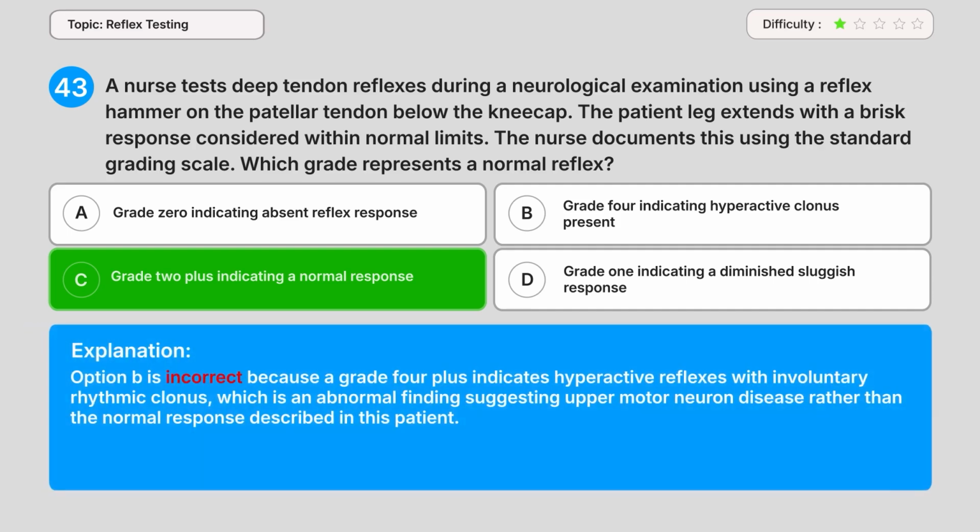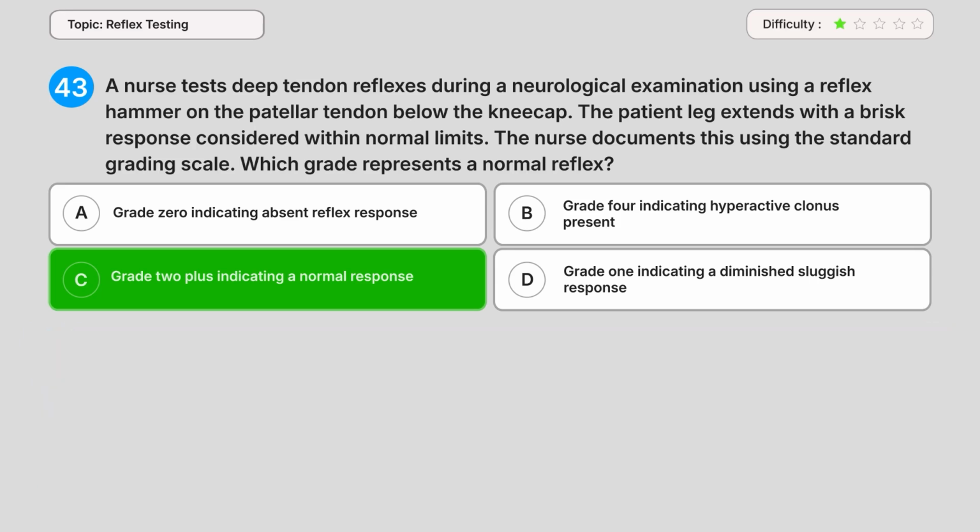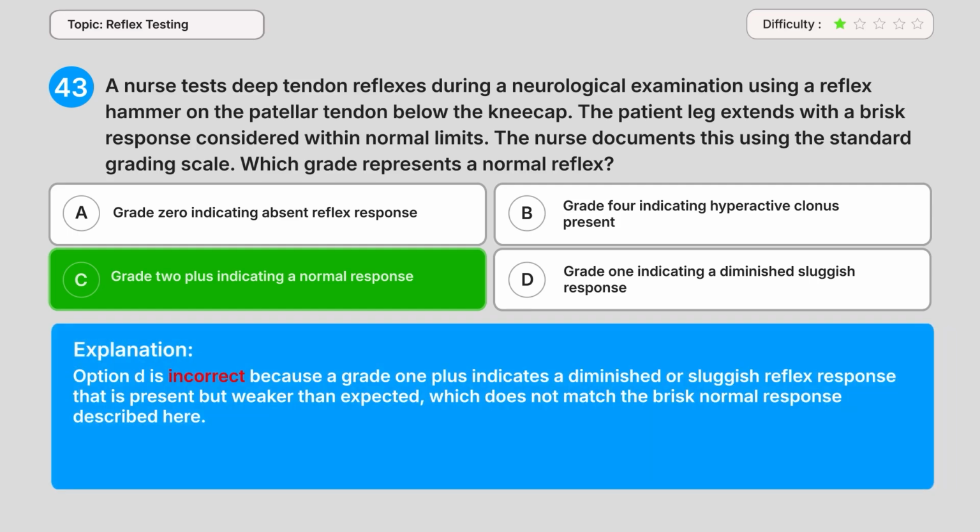Option B is incorrect because a grade 4 plus indicates hyperactive reflexes with involuntary rhythmic clonus, which is an abnormal finding suggesting upper motor neuron disease rather than the normal response described in this patient. Option D is incorrect because a grade 1 plus indicates a diminished or sluggish reflex response that is present but weaker than expected, which does not match the brisk normal response described here.